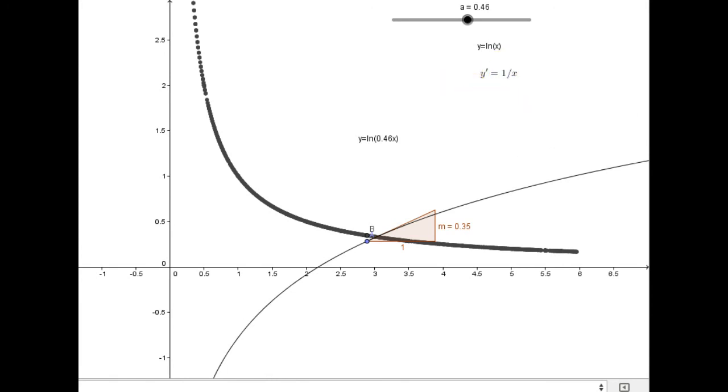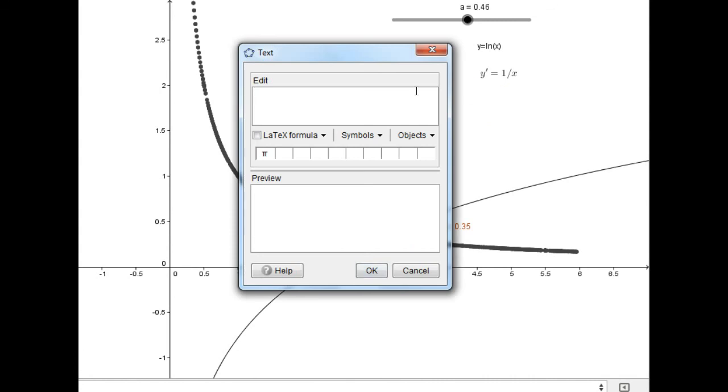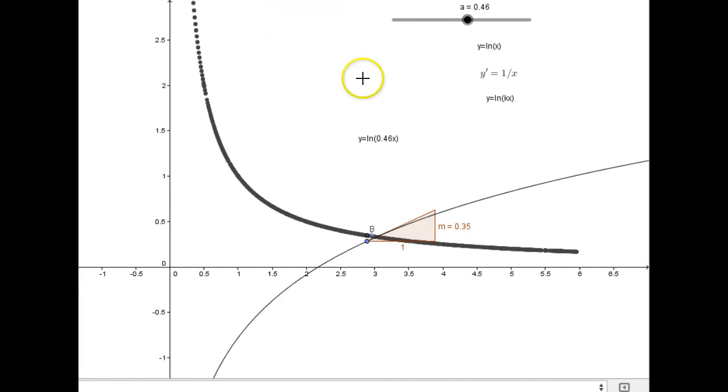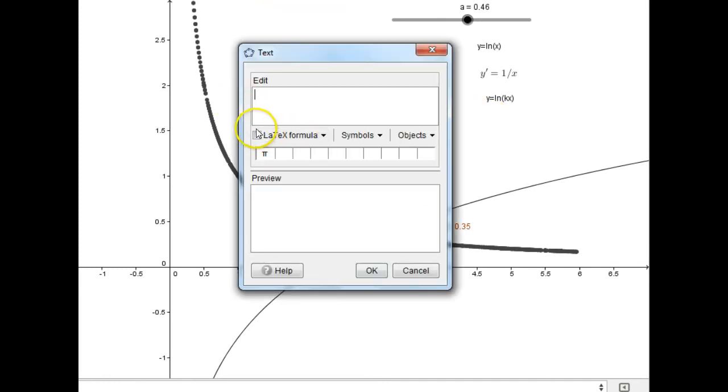You can go one step further, I guess, as you saw there. If y equals ln kx, that is where k is any number at all, then y dash will equal 1 on x.